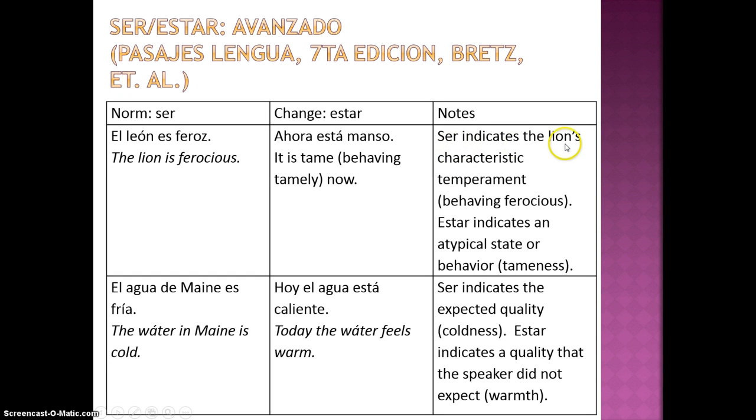And look at the notes if you guys need a little bit extra explanation if I'm not being clear enough. El agua de Maine es fría. The water in Maine is cold. So normally the water is cold in Maine. That's just a general characteristic of the water. But if I say hoy el agua está caliente, that means it feels warm to me right now. That's an atypical characteristic of the water in Maine.